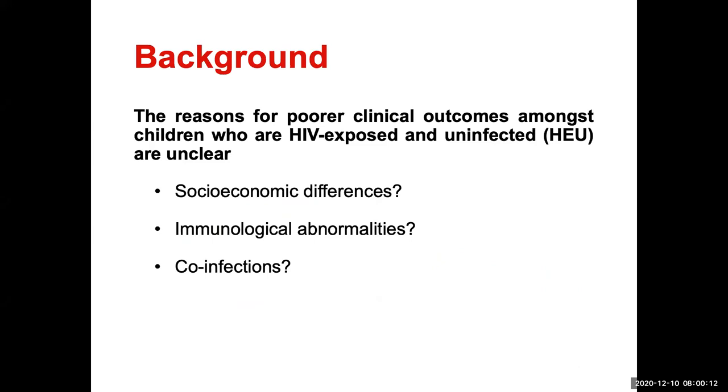So the reasons for these poorer outcomes in children who are HIV exposed but uninfected are still very unclear. This may be a reflection of socioeconomic differences, whereby children and families who are affected by HIV may be in lower socioeconomic groups. This may be a problem of immunology, where a child has their fetal development in the womb affected by HIV, and this could affect the developing immune system. Or this could be a problem of co-infections. And this is what we're looking at here in this project.